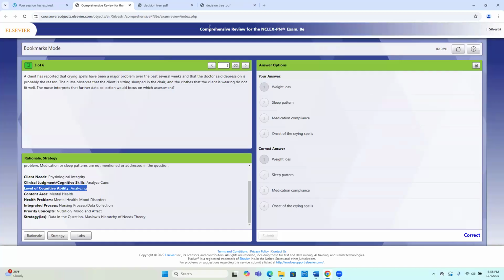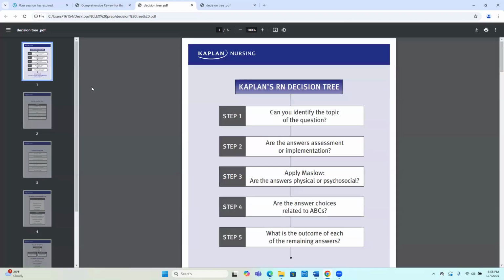Okay, let's go back to our tree. So that is the Kaplan decision tree. That's how you use it. Please get really good at practicing this tree. We're going to talk further on other episodes about utilizing the nursing process, how PNs can utilize the nursing process. But for now, just get really good at using your tree.